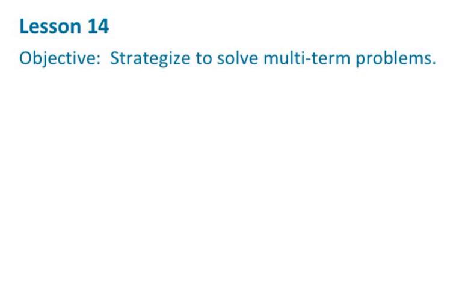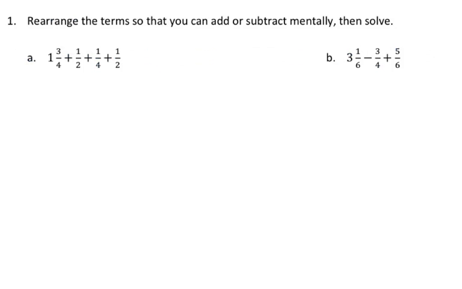This is grade 5, module 3, lesson 14, and the objective is to strategize to solve multi-term problems. We're going to look at question number 1 from the homework, both A and B. The directions say rearrange the terms so that you can add or subtract mentally, then solve.